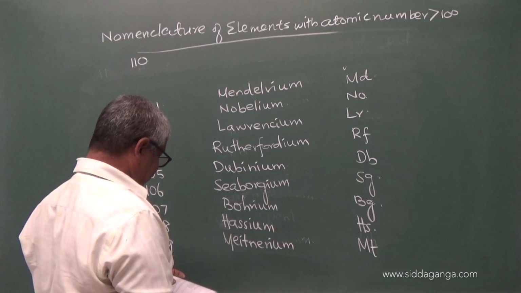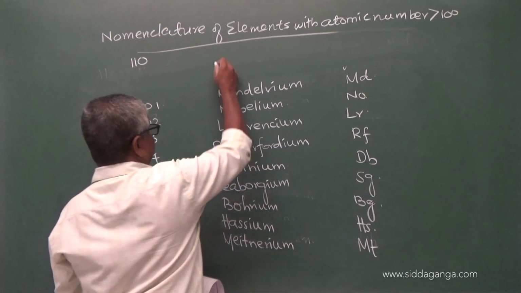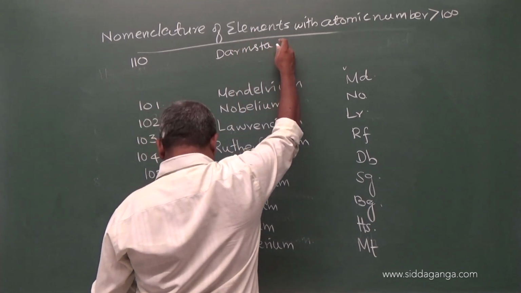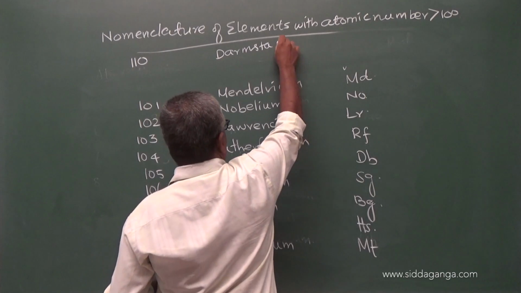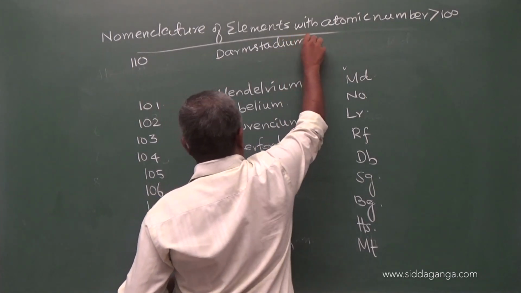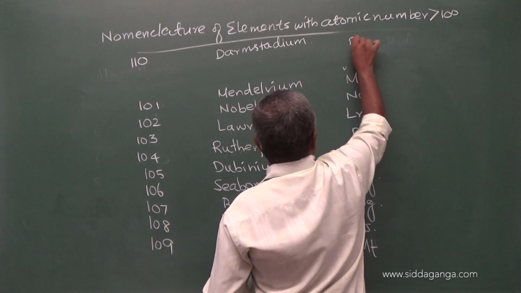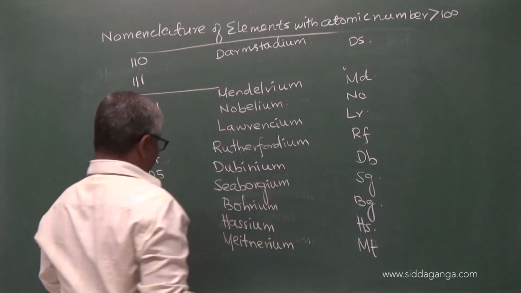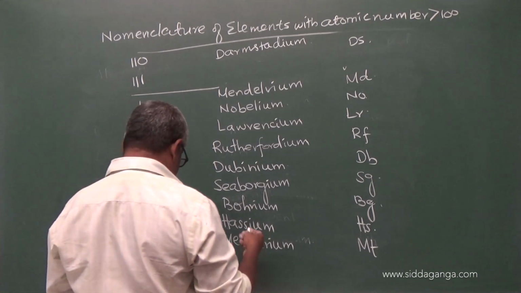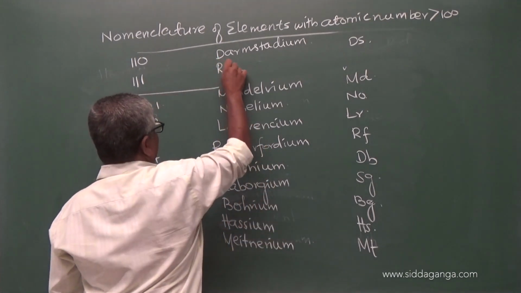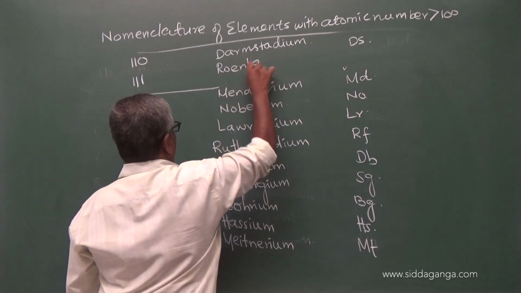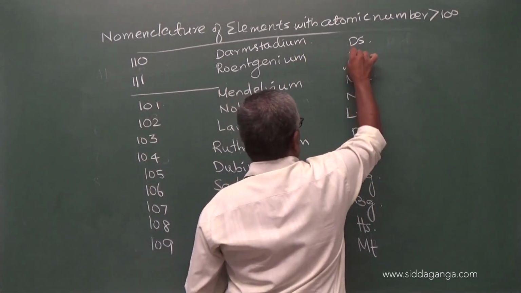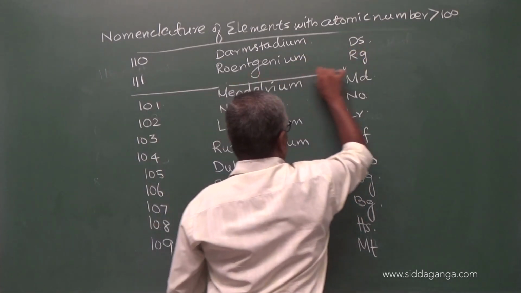110 it is Darmstadtium, the symbol is Ds. 111, it is Roentgenium, the symbol is Rg. So these are the elements with IUPAC nomenclature.